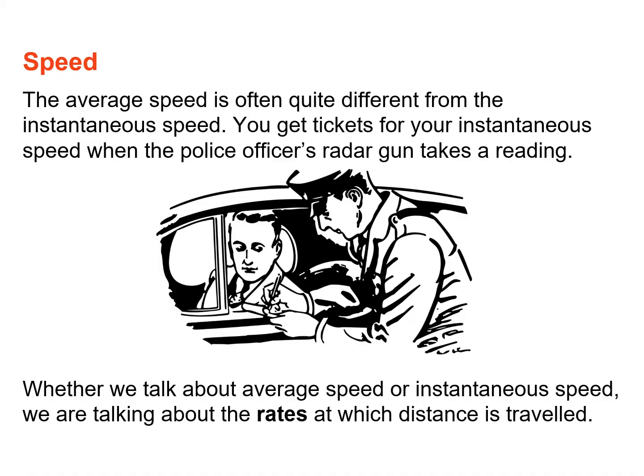Instantaneous speed is what earns you a ticket if a police officer finds that you are going too fast, not your average speed. So, in either case, if we're talking about average speed, instantaneous speed, or a constant speed, we are talking about a rate at which distance is traveled. That term rate is going to become very important in our course. This is the first rate that we have encountered.